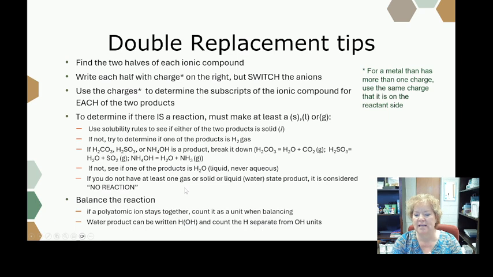If I don't have at least one gas or solid or liquid, so both of my products are aqueous, then it would be considered no reaction, nothing really changed. And after I've done predicting the products and identifying the states, then I go about and balance it. Because it's a swapping of ions, if there are polyatomic ions, you can consider them as if they were an element. It makes it a little bit easier to balance. If you have water on the product side, you can consider it as a combination of an H+ ion and an OH- and balance H+ and OH- ions on either side. Again, that just makes it a little easier to balance.